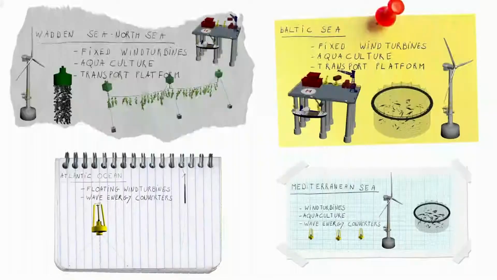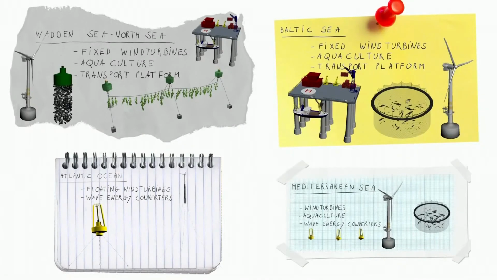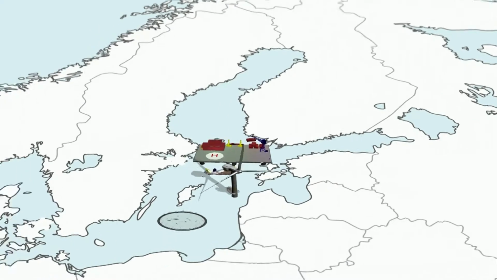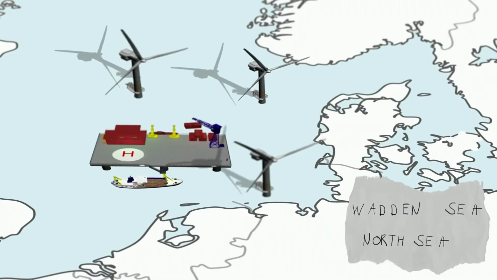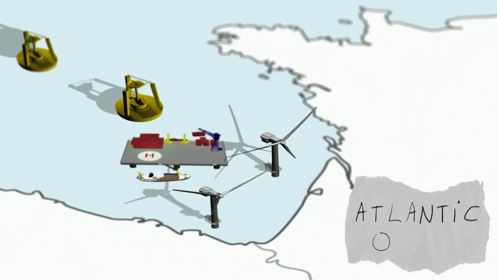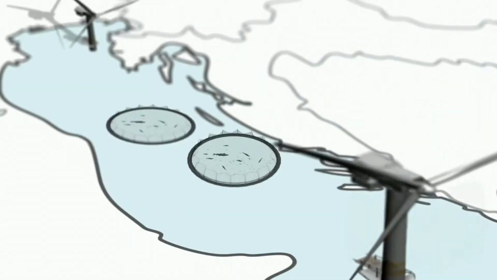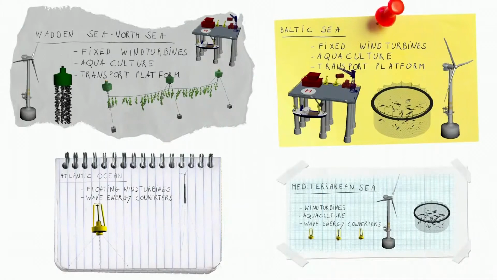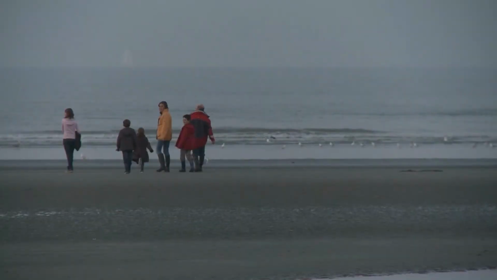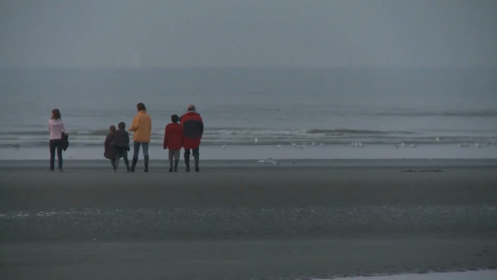Scientists are studying four test sites in Europe with different environmental characteristics: the Baltic Sea, the Wadden Sea, the Atlantic Ocean, the Mediterranean Sea. This research is of interest to stakeholders and end users. It will contribute to the sustainable use of the European marine resources, upon which many economic and social activities depend.